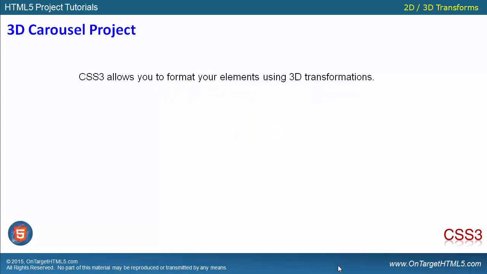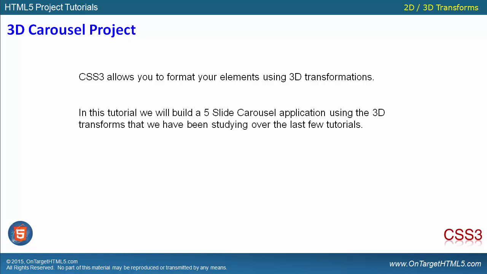CSS3 allows us to format our elements using 3D transformations, and we've gone over that over the last few tutorials. We've actually built some pretty cool 3D items using CSS3, HTML5, and a little bit of JavaScript. So in this tutorial we're going to build a 5-slide carousel application using the 3D transforms that we've been studying over the last few tutorials. And it's actually going to add some more information to your tool set on how to use these transforms in the development of your HTML pages.